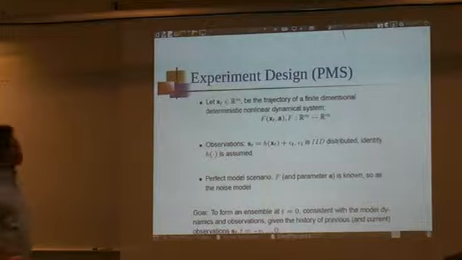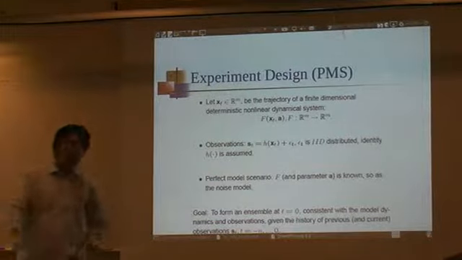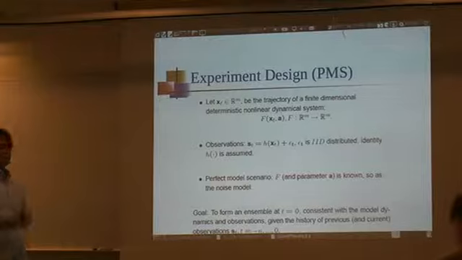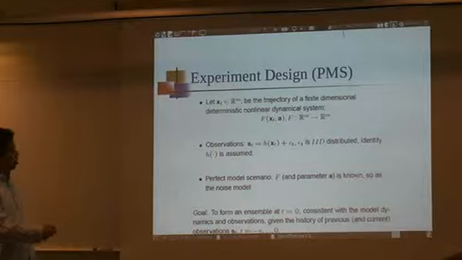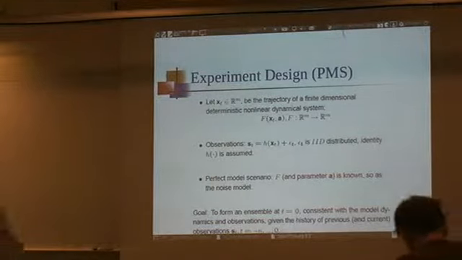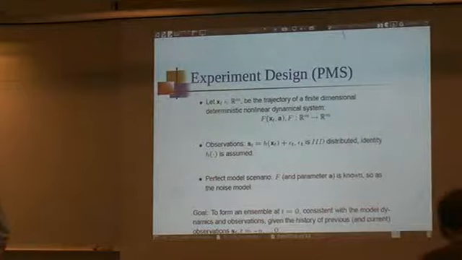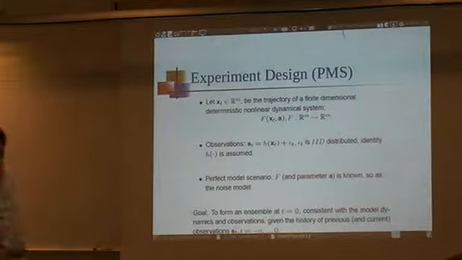So for the perfect model scenario, the experiment is designed for finite dimensional nonlinear deterministic dynamical systems. We assume the observations are generated by perturbing the truth with IID noise, and we assume the functions of the system are known, and also the noise model distributions. So our goal is just to construct an ensemble of initial conditions at t equals 0, using all the information in the past.